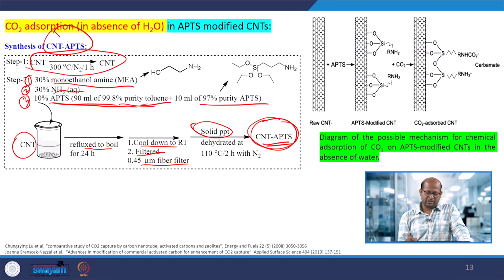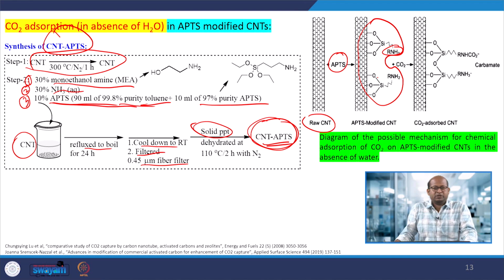So it looks like this: this is CNT, let us say raw CNT, then APTS functionalizes the surface of the CNT, and then amine groups are present, and these groups actually help in capturing, separation or adsorption of CO2.